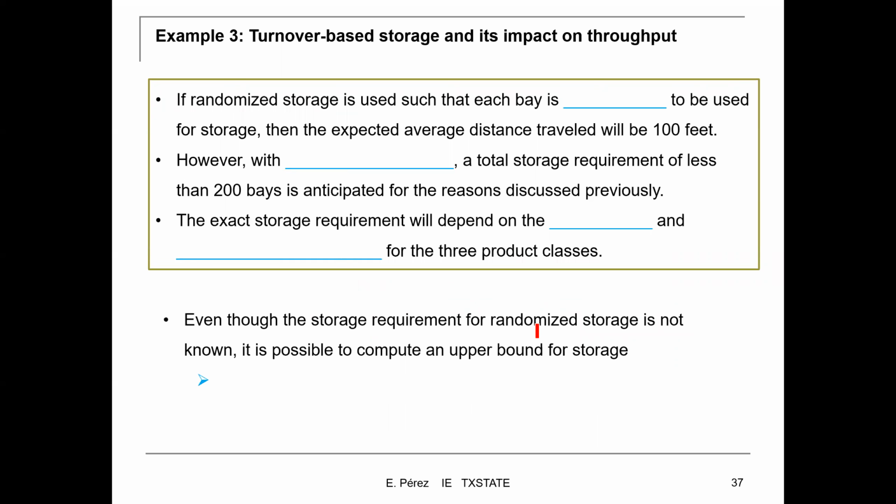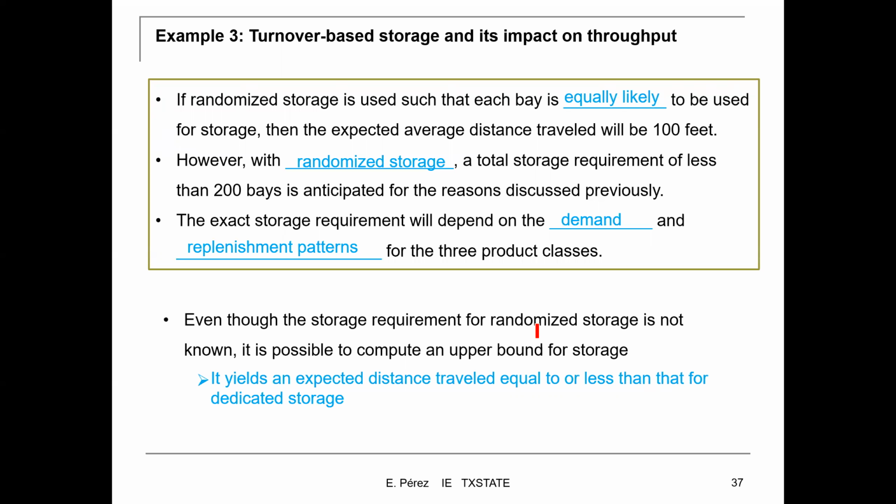If randomized storage is used such that each bay is equally likely to be used for storage, then the expected average distance traveled will be 100 feet. However, with randomized storage, a total storage requirement of less than 200 bays is anticipated for the reasons discussed previously. The exact storage requirement will depend on the demand and replenishment patterns for the 3 product classes. Even though the storage requirement for randomized storage is not known, it is possible to compute an upper bound for storage. It yields an expected distance traveled equal to or less than that for the dedicated storage.